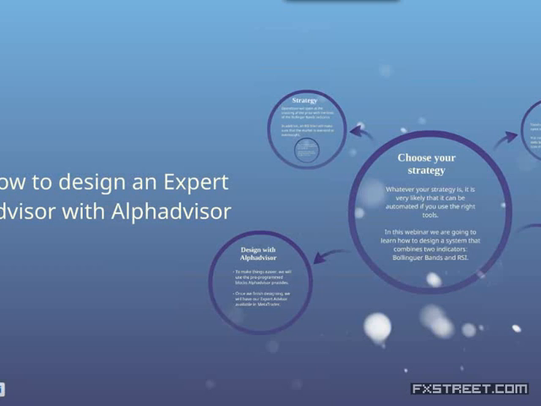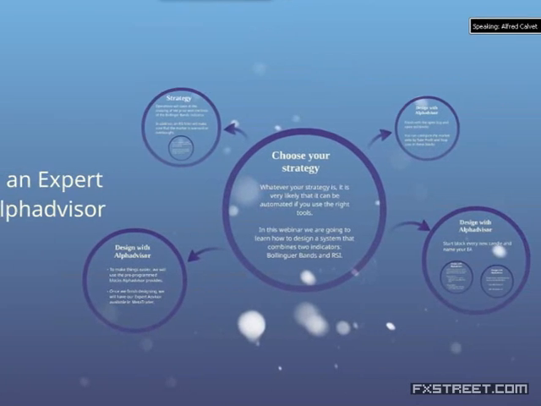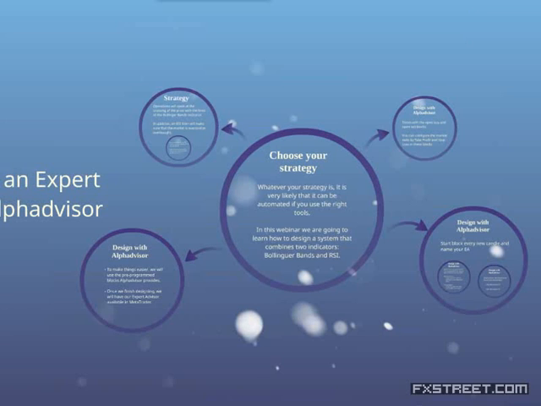We do that by loading the indicators we're going to use in the chart and by looking for situations when the orders would take place. The next step will be designing the expert advisor with Alphadvisor. Once we are done with the design, we will go back to MetaTrader and we will load the robot, and we will make sure that it works properly.